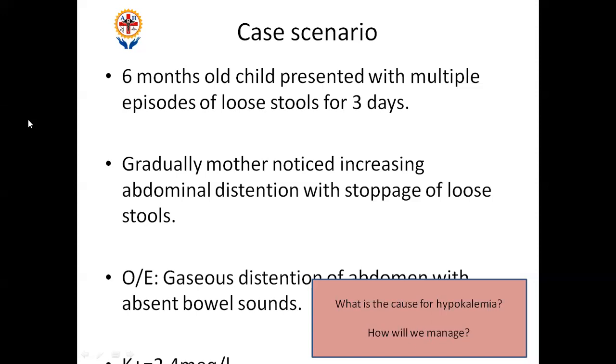Forty milliequivalents per liter. So you want to give 40 milliequivalents per liter. Okay. Why not potassium KCl correction? Why do you want to give only 40 milliequivalents per liter?